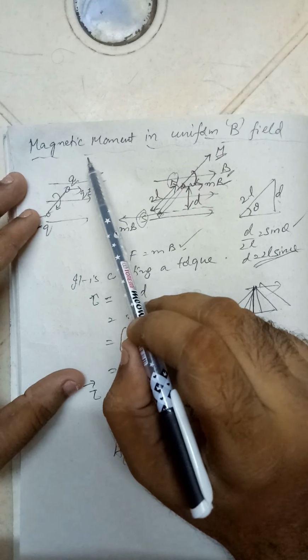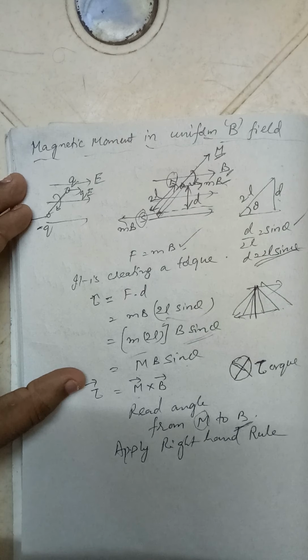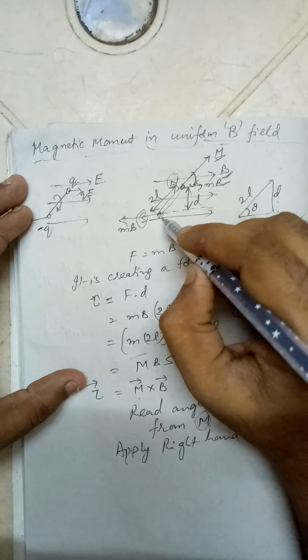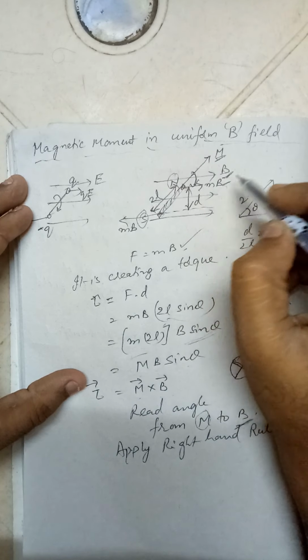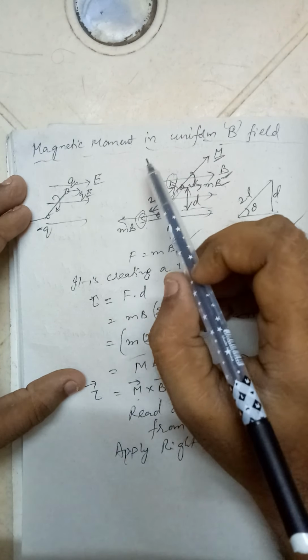Here we are going to discuss magnetic moment in a uniform magnetic field. So there is a uniform magnetic field B. We are putting a bar magnet inside the magnetic field. Now this type of scenario we have studied earlier.